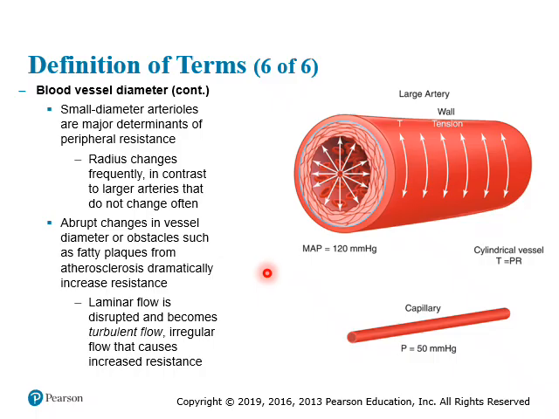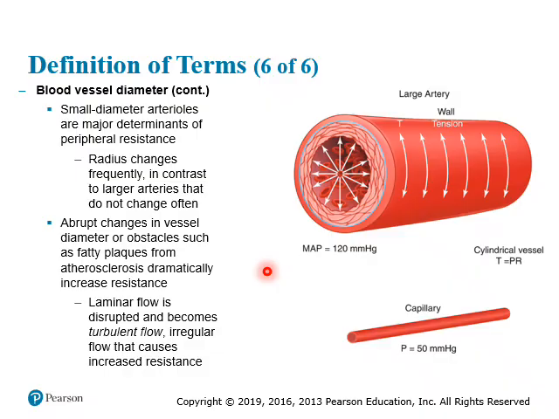Again, to continue with blood vessel diameter, the small diameter arterioles are major determinants of peripheral resistance. The radius changes in these blood vessels very frequently, most especially in the muscular arteries, in contrast to the larger arteries that do not change at all.